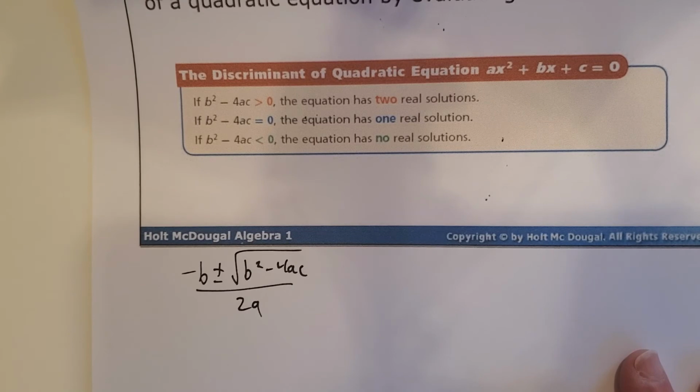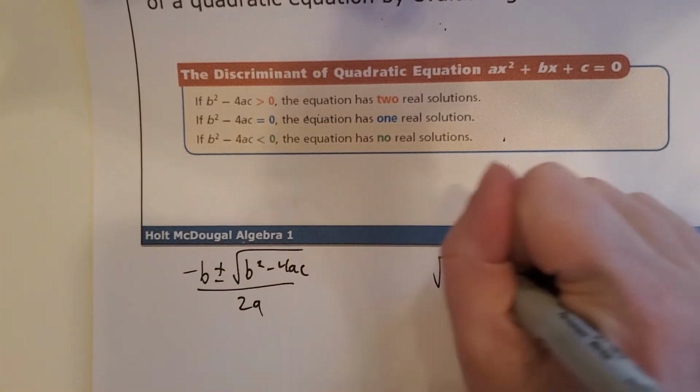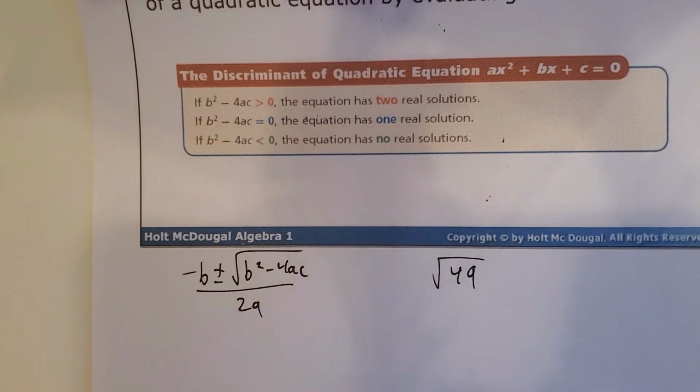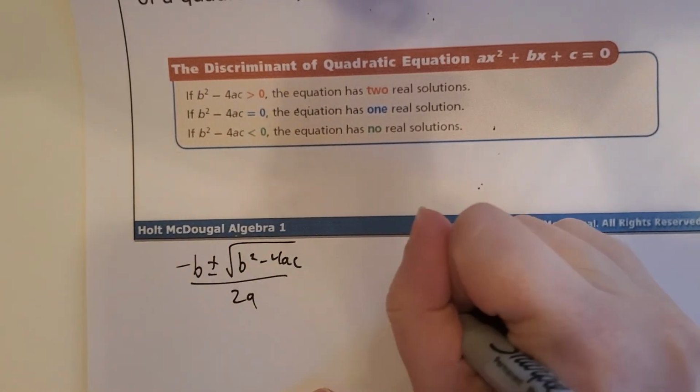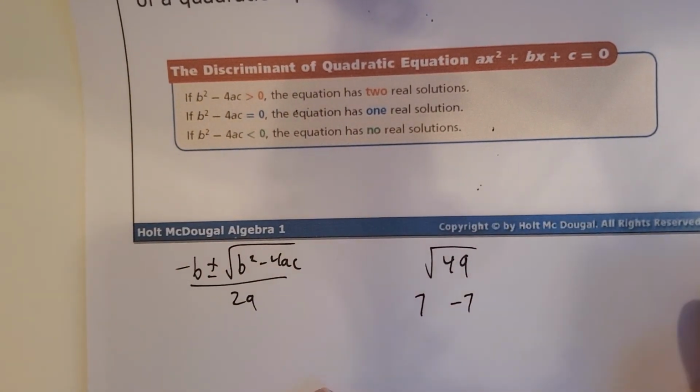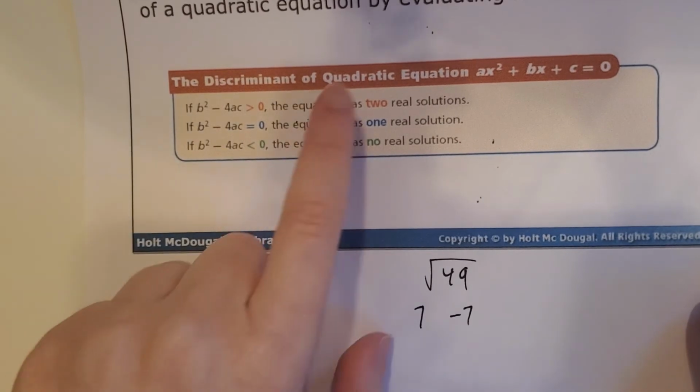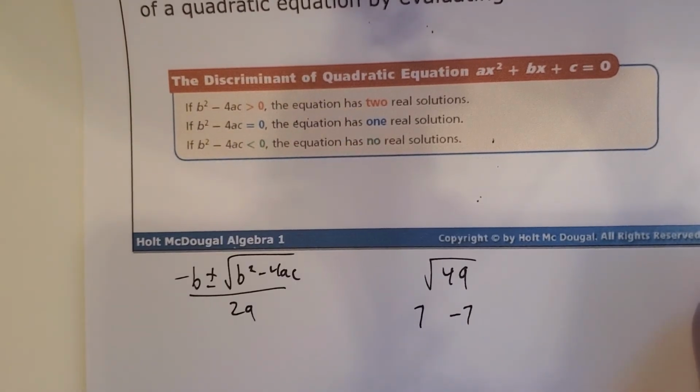I think the last one we did was the square root of 49. If you were actually evaluating the square root of 49, you have to be careful with your plus minus. So the square root of 49 could be positive 7 or negative 7. That's two solutions, which matches up with what the discriminant says.